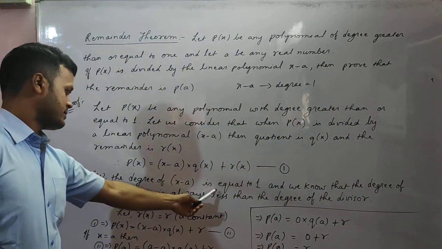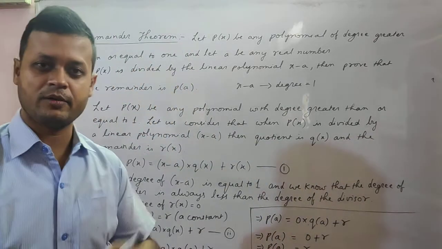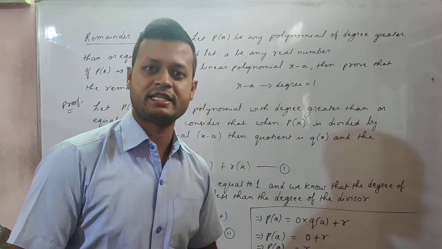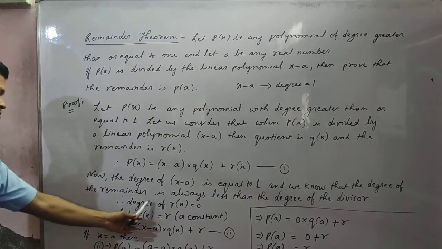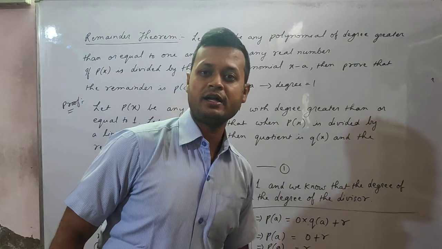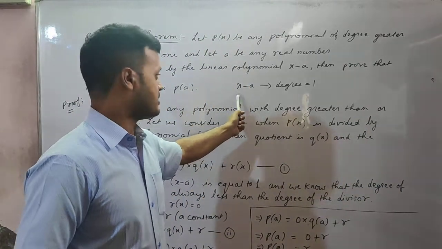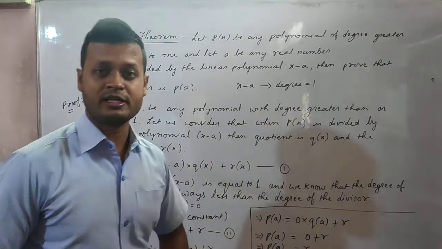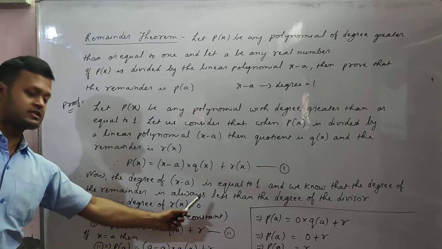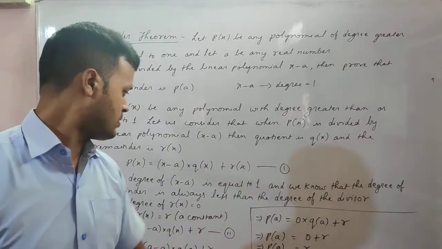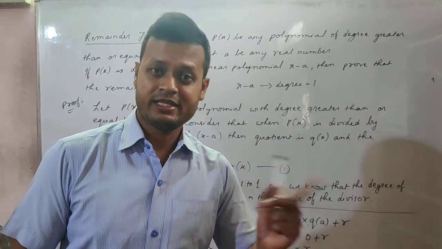The degree of x minus a is equal to 1, and we know that in the last example, we saw that the degree of the remainder is always less than the degree of the divisor. Therefore, if the degree of the divisor is 1, then what will be the degree of the remainder? 0. So the degree of Rx, that means the degree of the remainder, is 0.